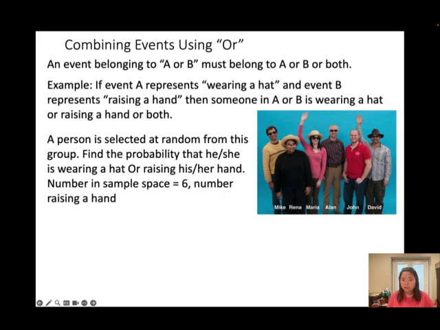So think about it. I have one girl wearing a hat, or it can be raising a hand, but you're going to count the number of people. So 1, 2, 3 here. Okay? So this is the notation of "or", the union. So that will be 3 over 6 in here, and the answer is going to be 1/2.